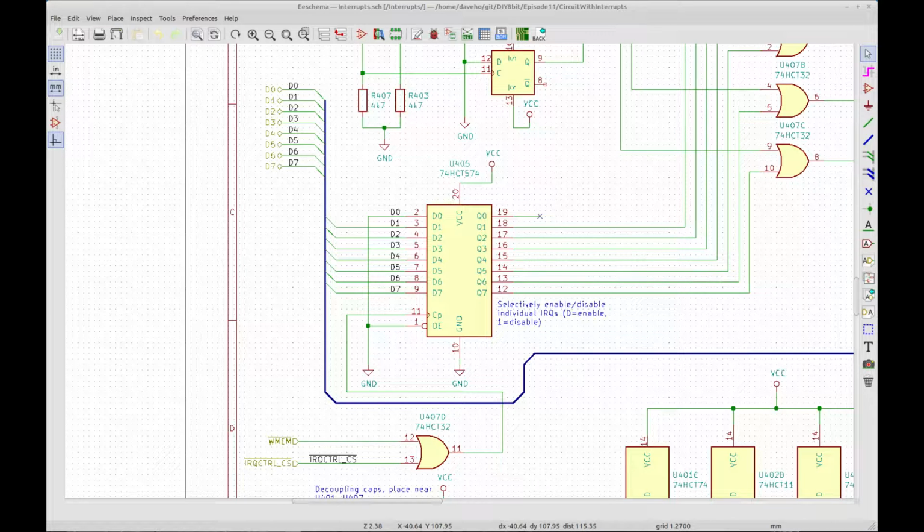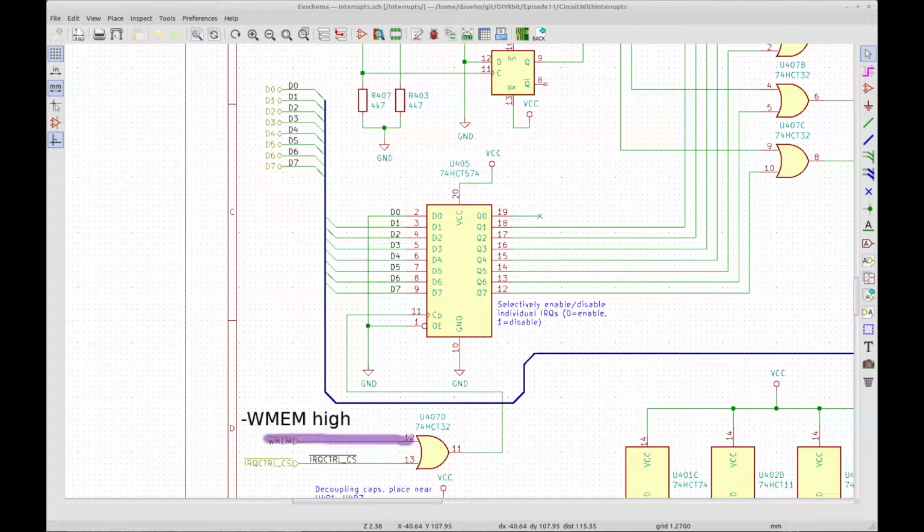The mask register is a memory-mapped I/O device, and the CPU can control the mask register outputs by writing a byte to the register. The data bus signals D1 through D7 are connected to the inputs of the mask register, and the mask register's clock input is driven by an OR gate which combines the memory write signal with the interrupt controller's chip select signal.